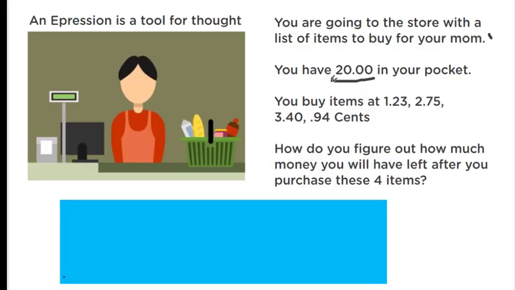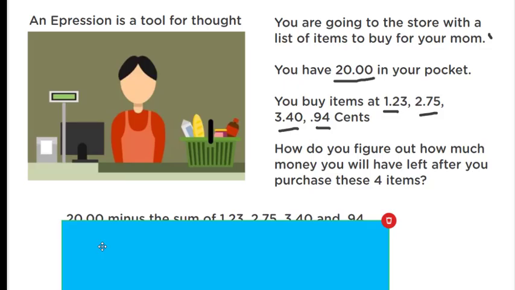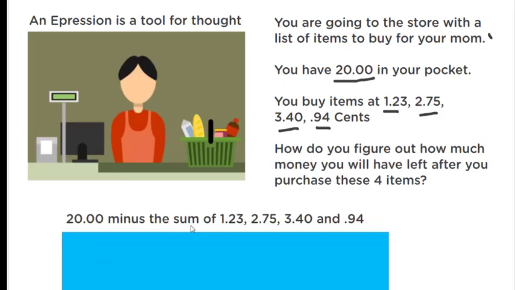So you're in the checkout and you buy the 4 items that she tells you to buy. They're $1.23, $2.75, $3.40, 94 cents. Let's pretend there's no tax for today. All right. And how do you figure out how much money you will have left after you purchase these 4 items? If I wrote this down as a written expression, it would look like this: 20 minus the sum of $1.23, $2.75, $3.40, and 94, right?